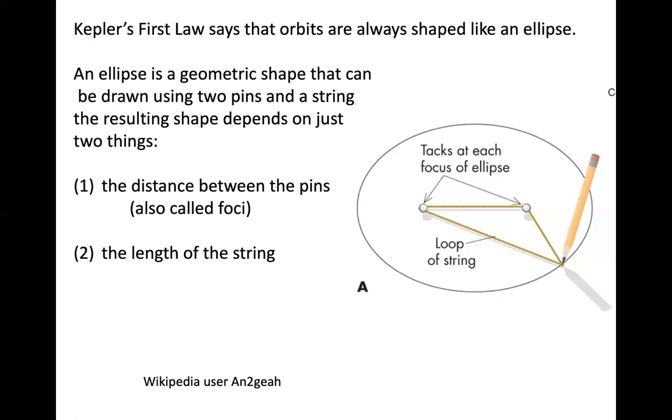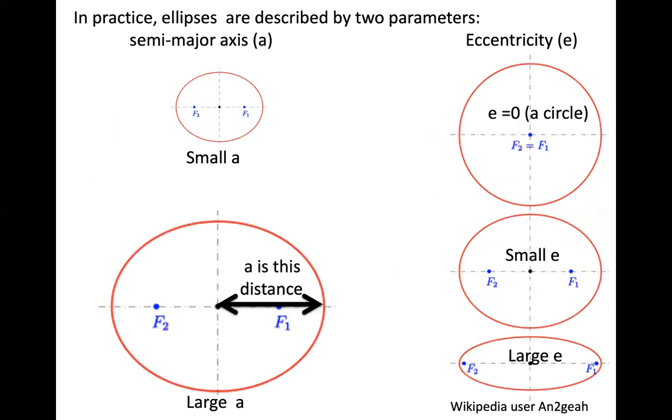Now, if we were talking about just a circle, the only way you could change the shape of the circle is by making the string longer. So the only way to change the properties of a circle is to change its size. In this case, we can both do that, make the string longer or shorter, but we can also change the distance between the two foci. So there's actually two different ways the shape can change. On the one hand, and so these are the two different properties of an ellipse.